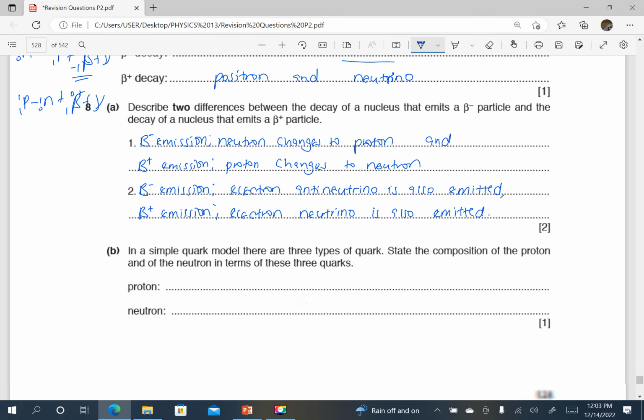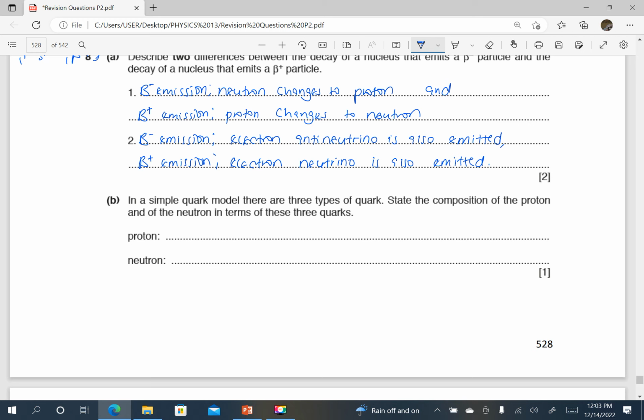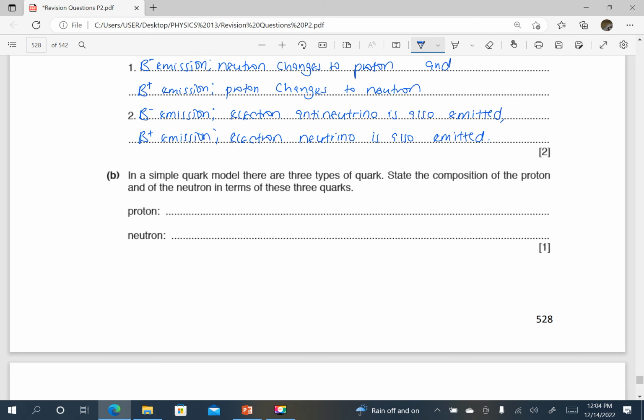I don't think there is any other common one. In a simple quark model, there are 3 types of quarks. State the composition of the proton and of the neutron in terms of these 3 quarks. Of course, we now know for the proton, that is up, up, down, and there is zero strange. And for the neutron, up, down, down, and there is also zero strange.